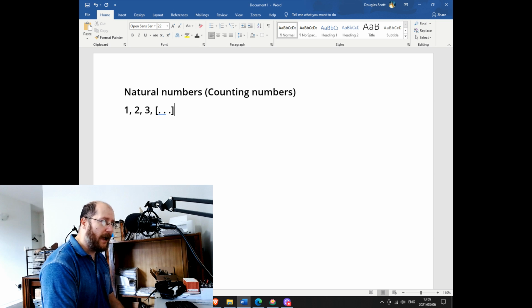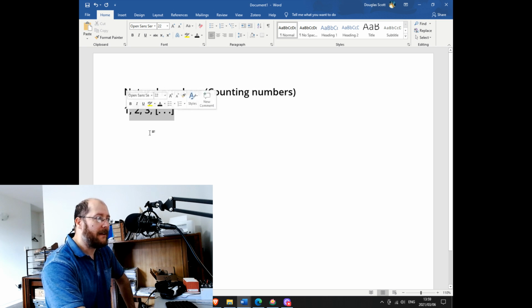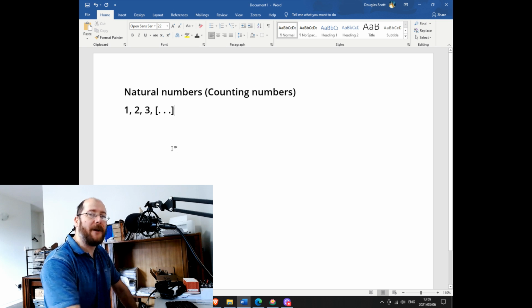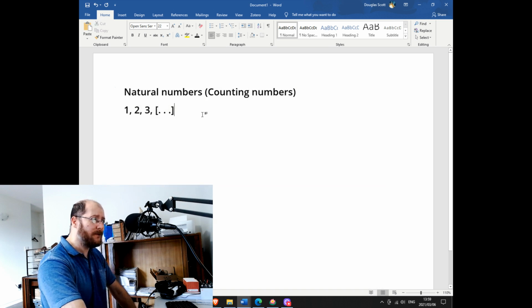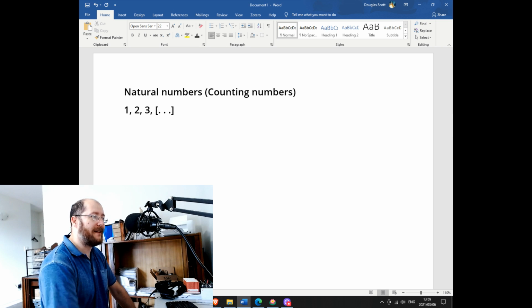So this sort of thing isn't infinite. The number of things is finite, but we can keep on adding indefinitely. So maybe a better word is indefinite rather than infinite. This is an important concept to bear in mind, so I'm putting that in little brackets here.